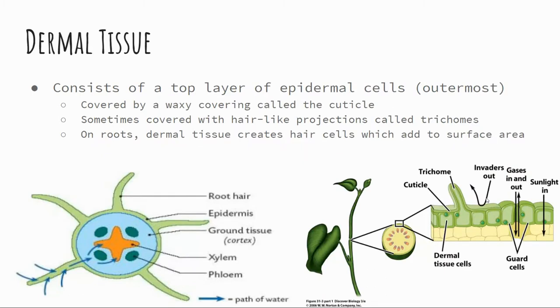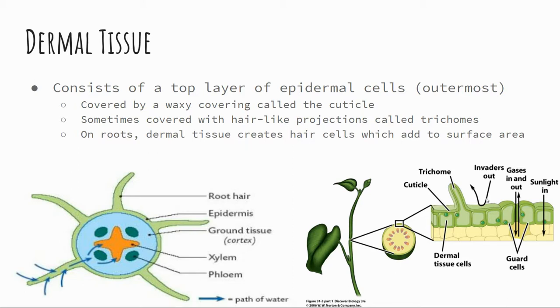So dermal tissue consists of a top layer of epidermal cells, or the outermost cells. This is going to be covered by a waxy covering called a cuticle. This cuticle is used for protection and also to keep the plant cells from drying out or losing water too fast. And the dermis is also sometimes covered with hair-like projections called trichomes.